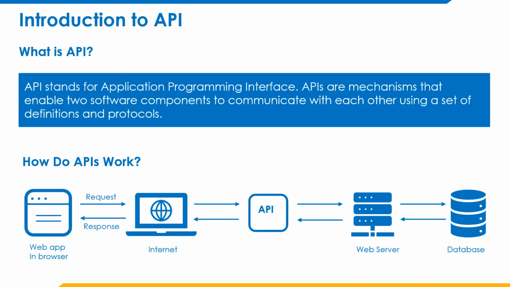Let us understand what an API is. API stands for Application Programming Interface. APIs are mechanisms that enable two software components to communicate with each other using a set of definitions and protocols. In the context of APIs, the word application refers to any software with a distinct function. These contracts define how two applications communicate with each other using requests and responses.